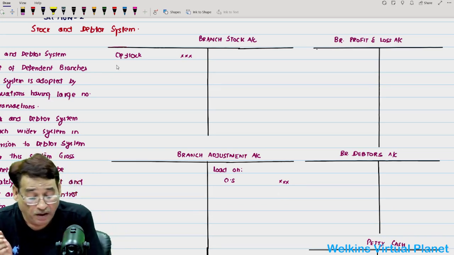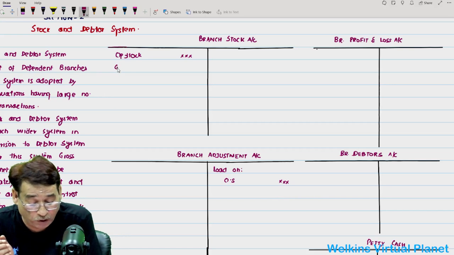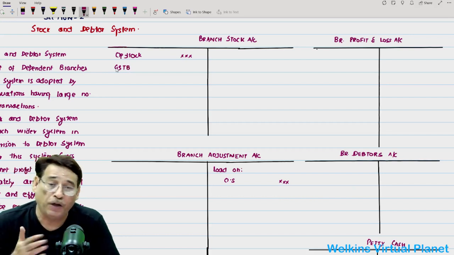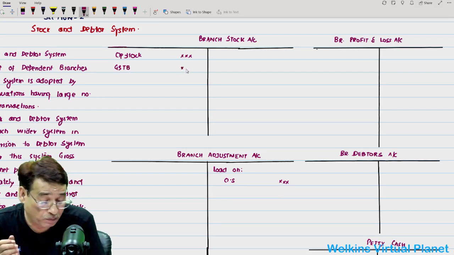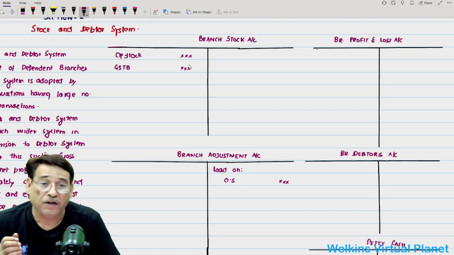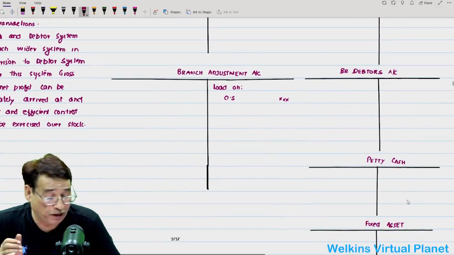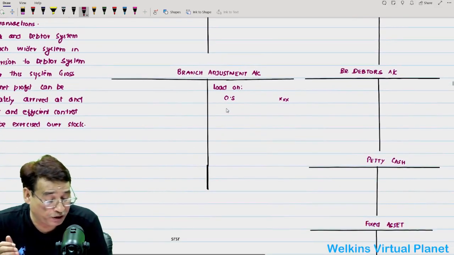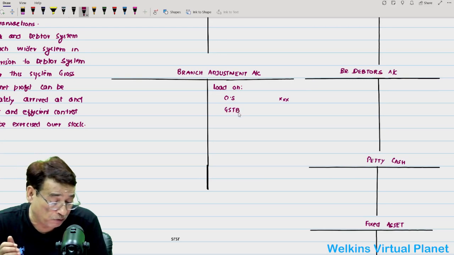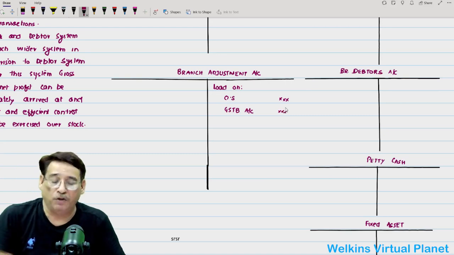Second point, whatever goods we are going to send to branch, we are going to write here towards the debit side of branch stock account. Goods sent to branch account. Correct? And whatever loading part will be there, I am going to write it over here. Loading on goods sent to branch account. Whatever loading is there, I am going to simply write over here. Is it clear to you?